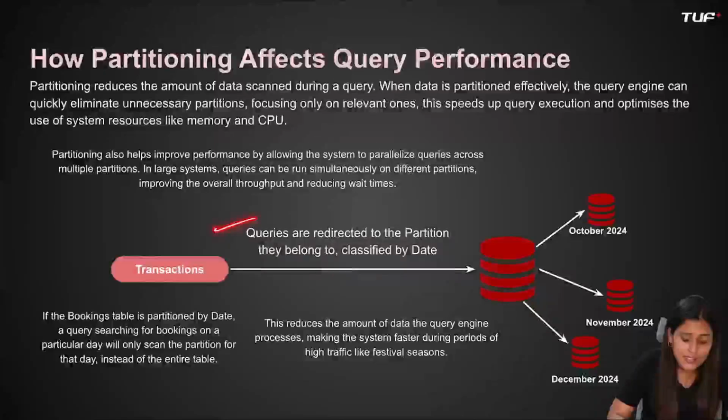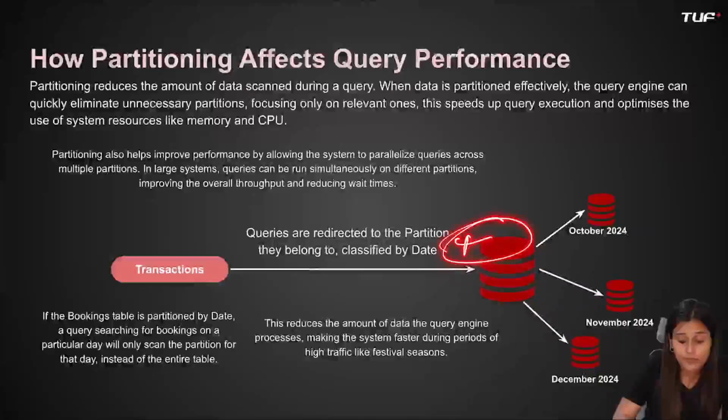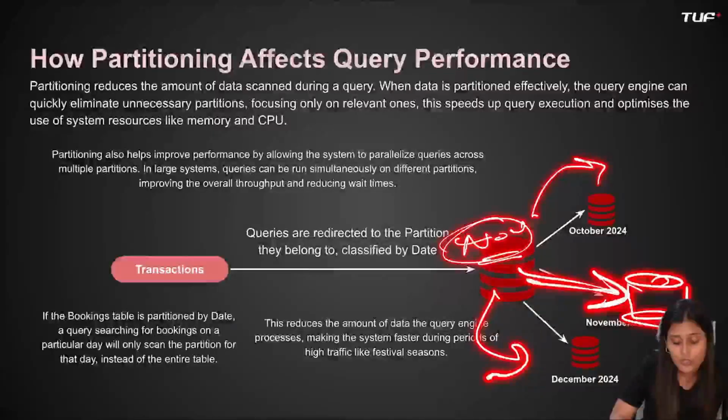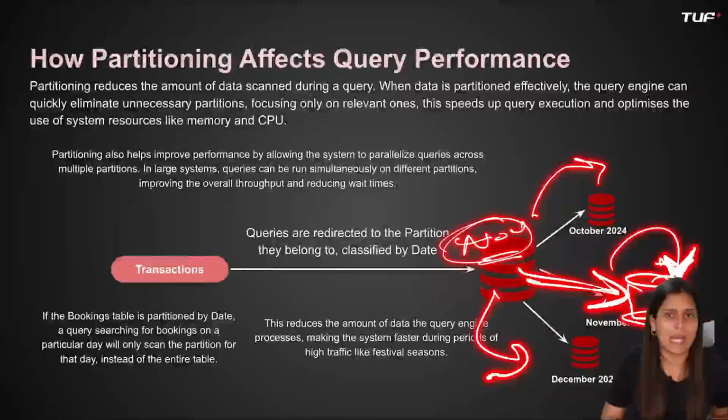So queries are redirected to the partition they belong to, classified by the date. So if we save the data on the basis of months, and a query says that it wants to search the data in the month of November, then instead of going to the other data on other servers, it will directly go to the exact database having the month November, and it will help to search the data very fast, hence increasing the performance and reducing the CPU time as well.